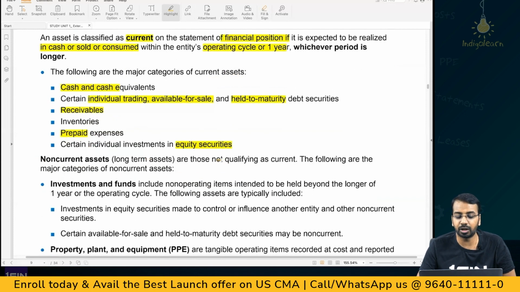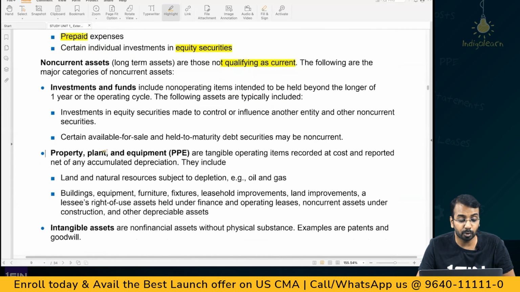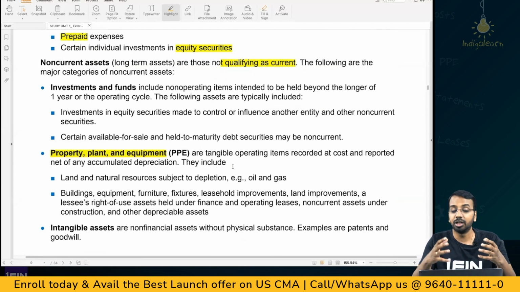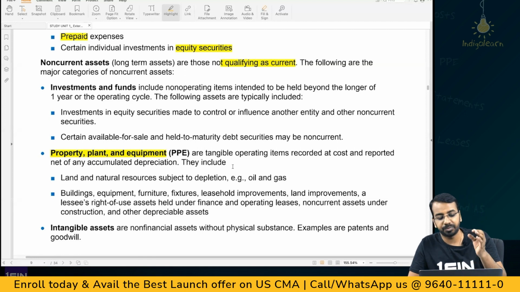Non-current asset: whatever is not a current asset is a non-current asset. Then what are the items or categories of non-current assets? The major one is property, plant and equipment. Property means your land and building. Plant and equipment means your plant, machinery, equipment, air conditioning system, whatever you classify as property, plant and equipment, that is considered to be a non-current asset.